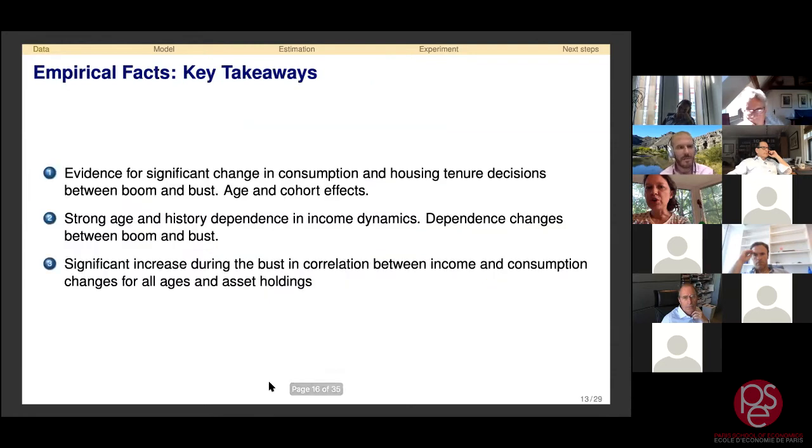So let me summarize briefly the key takeaways out of this exercise. The first one is that we have several pieces of evidence for significant changes in consumption and housing between boom and bust, and there are strong age and cohort effects. There's also a strong age and history dependence in income dynamics. So these dependent changes between boom and bust, as I have shown you. And there's also a significant change in the correlation, or these marginal propensity to consume coefficients, for all ages and asset holders between the two phases of the cycle.